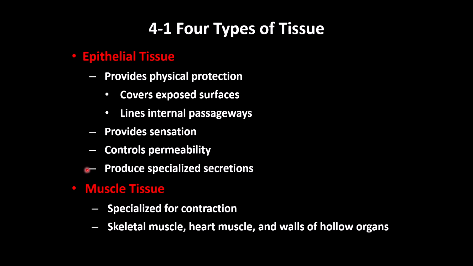Also, it secretes different things. The secretion will create glands. An example is the salivary gland. Another example is the endocrine glands, for example, the thyroid gland and pancreas.